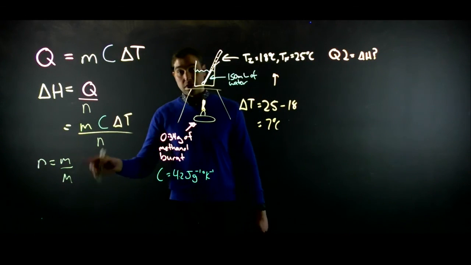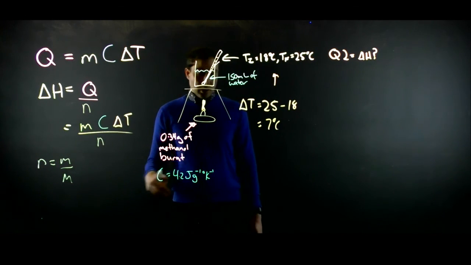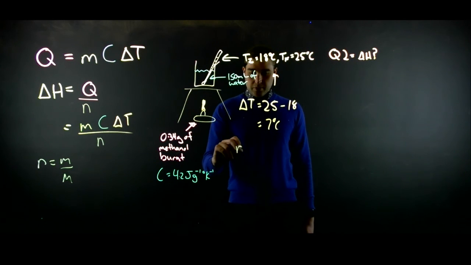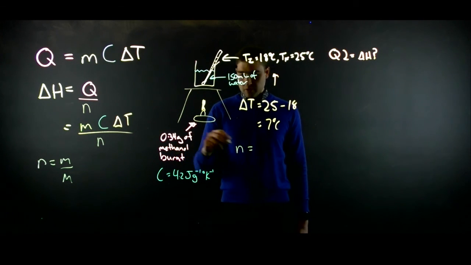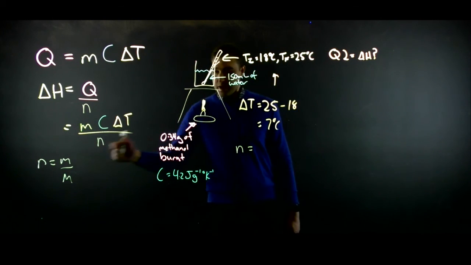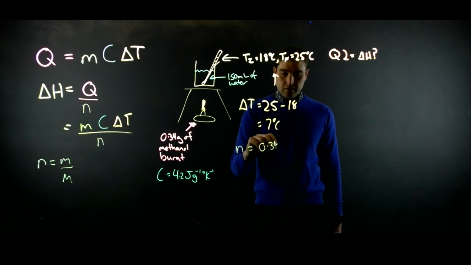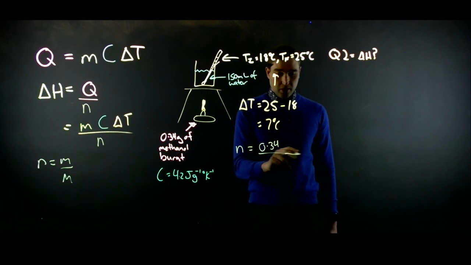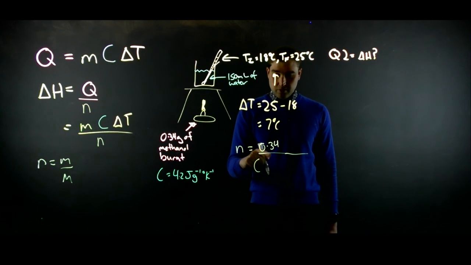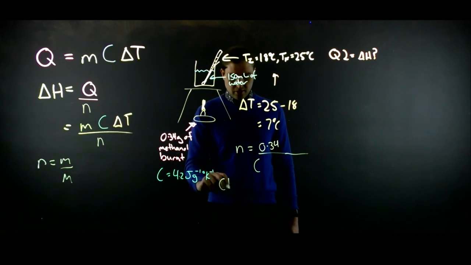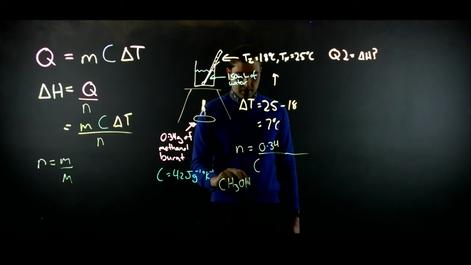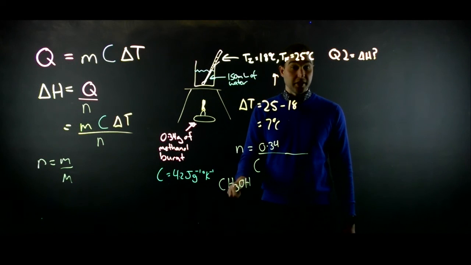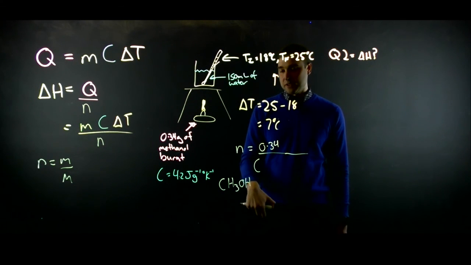I've got other videos that go through this if you want to have a look at it. So let's calculate our number of moles. So we've got 0.34 grams, so that's our mass. So 0.34 grams of methanol, and we need to divide that by the molar mass of methanol, and we need to figure out what methanol is. Methanol is CH3OH. Again, if you don't know this, you can watch my video on organics.